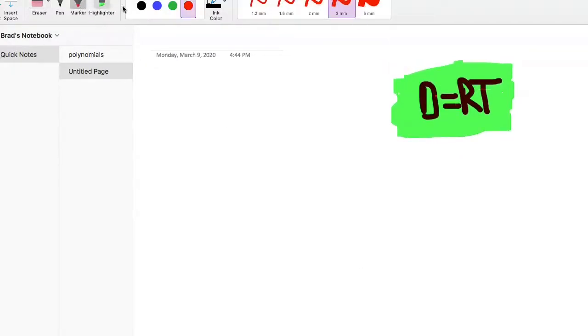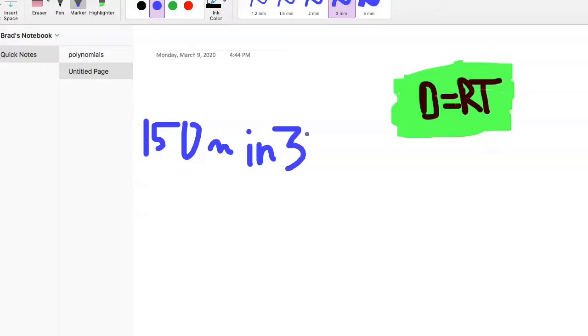Okay, marker. Let's go ahead with blue this time. So on this question, it's going to say we're going 150 miles in 3 hours. How long is it going to take to get 700 miles?